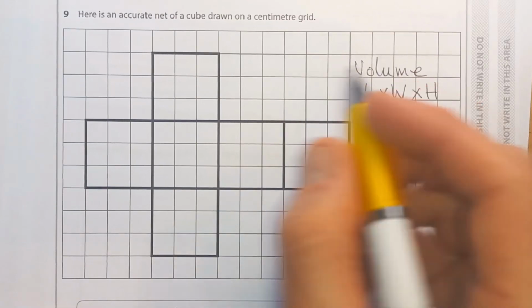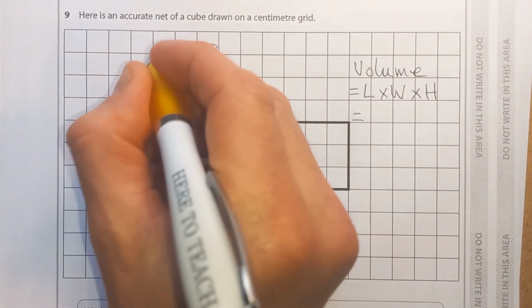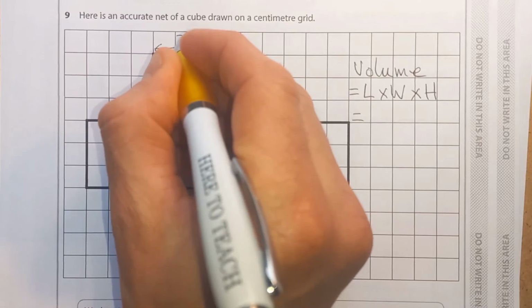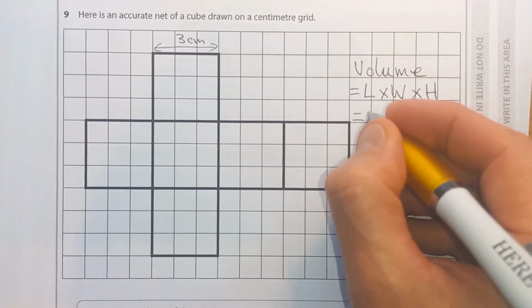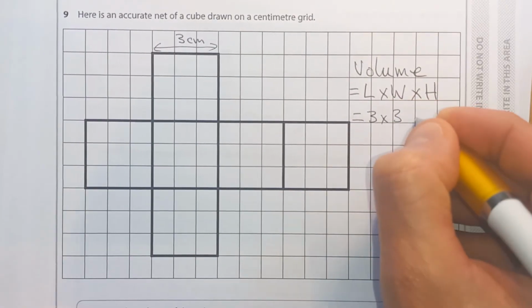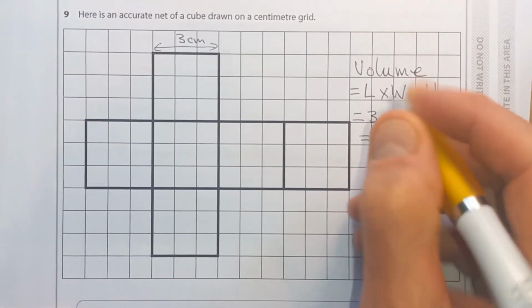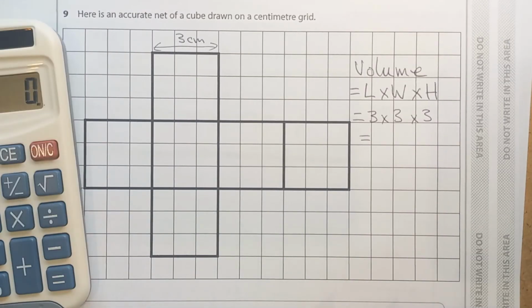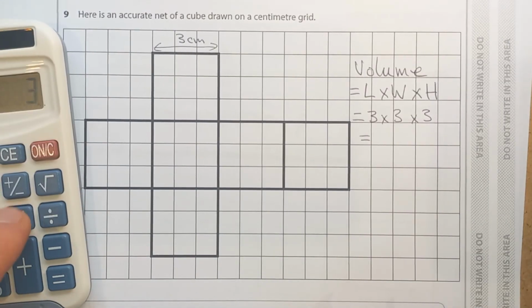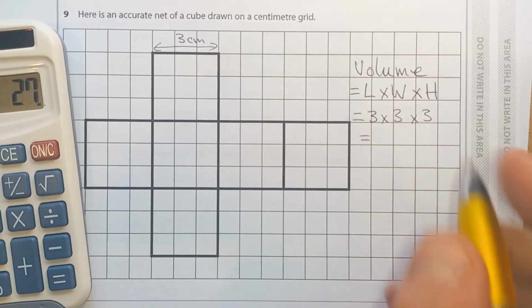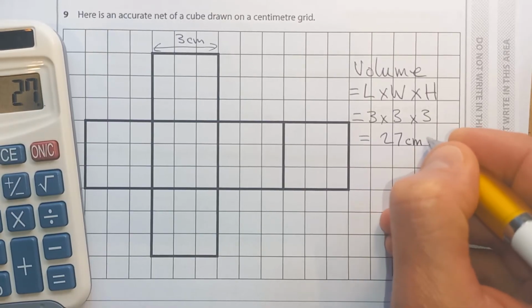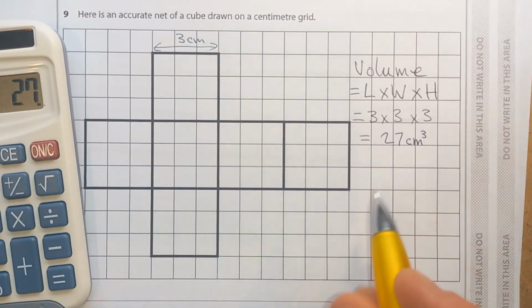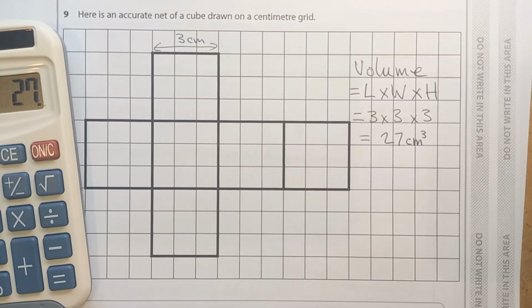It's a centimetre grid, so we can just count how long this is. Well, it's 1, 2, 3. And let's say every measurement is going to be the same. So it's basically 3 times 3 times 3. 3 times 3 is 9, times another 3 is 27. And because it's volume, it's going to be centimetres cubed, because we multiplied 3 of the dimensions together.